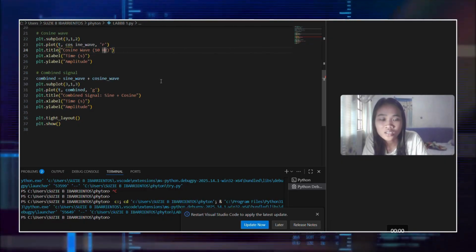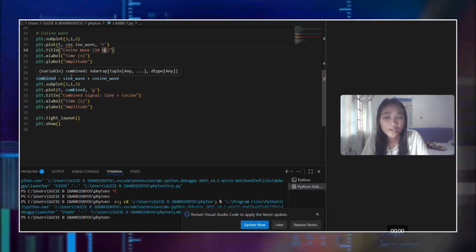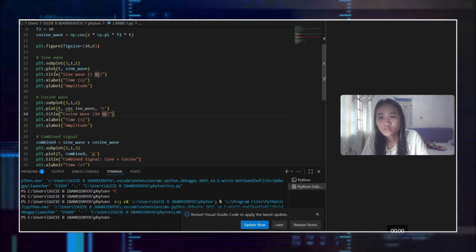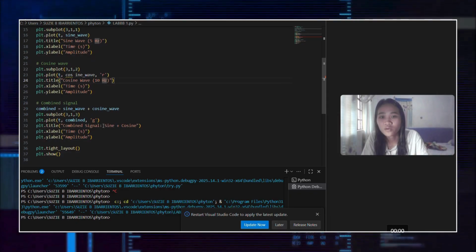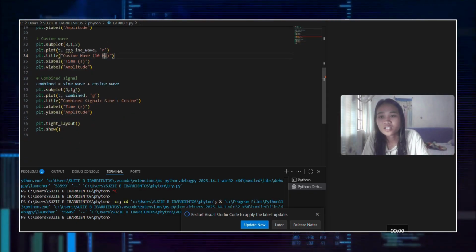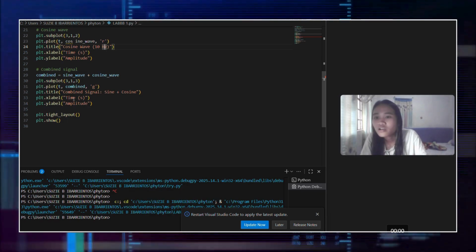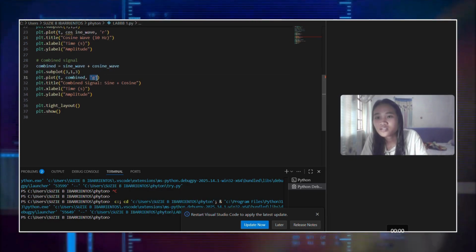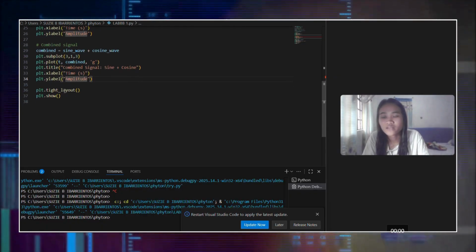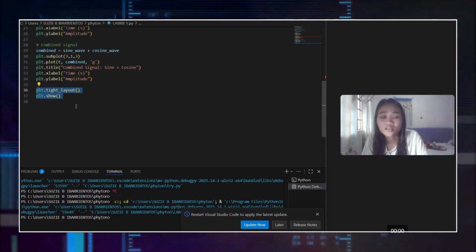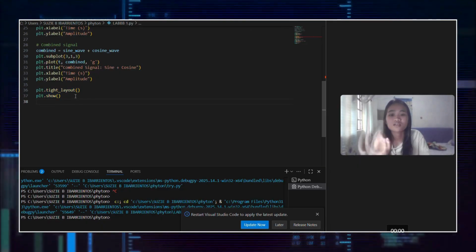For the combined signal, it just means that you are combining the two waves, the sine and the cosine wave. I assigned a new variable named combined, equal to the sine wave plus the cosine wave. For subplot(313), this will be in the third row. The signal will be displayed with a title, time, and amplitude labels, and finally plt.tight_layout and plt.show. This is very important for the signal to be shown.